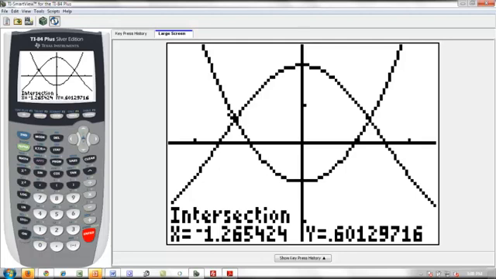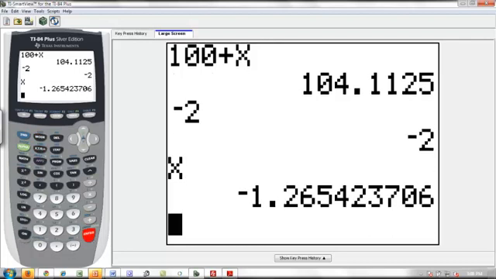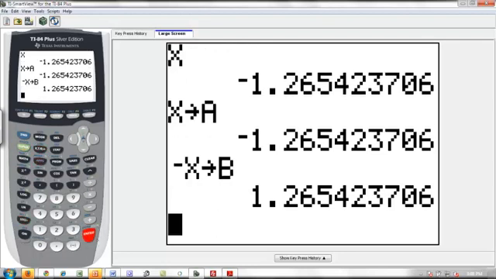Okay. Now, trick. Second quit. I'm going to have to do calculations with that value, that negative 1.26 and so on. After I find the intersection, after I leave that screen, that number is actually still stored in the variable x. And if I want to, I can take the variable x and set it aside in another variable. Or I can take the opposite of x and set it aside in another variable. And then I can use those variables in my calculator when I do the calculations.